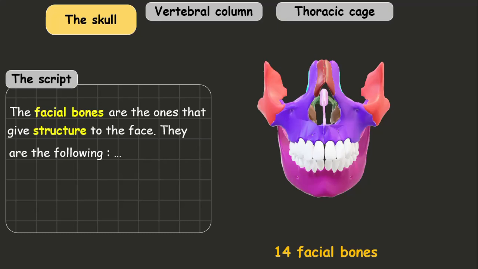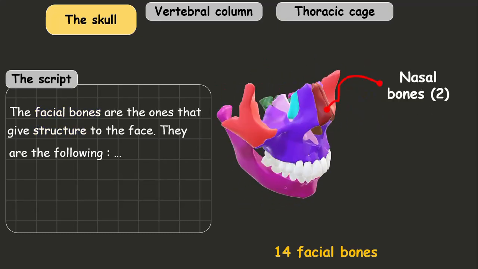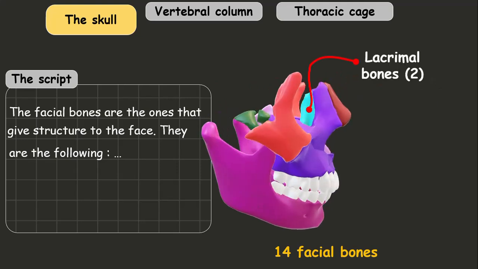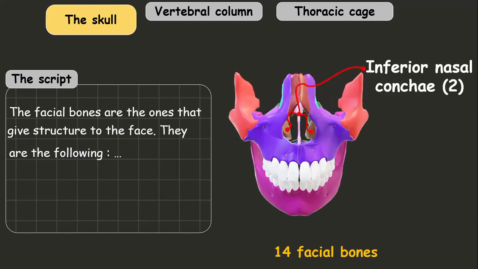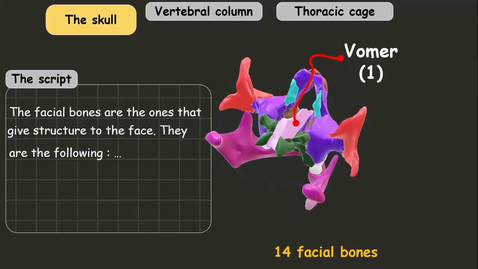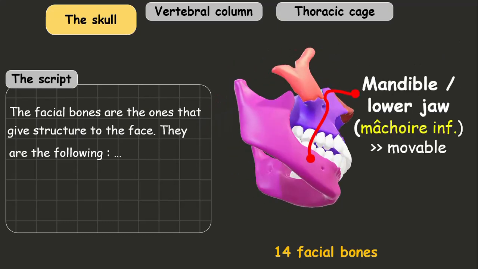They are the following: two zygomatic bones, two nasal bones, two lacrimal bones, two palatine bones, two inferior nasal conchae inside the nasal cavity, the vomer, two maxillae or maxillary bones which form the upper jaw, and finally the mandible or lower jaw, which is the only bone in the skull that is movable.